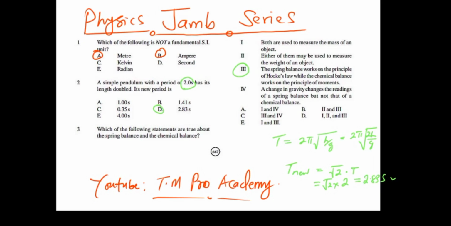Then another aspect is, let's see, both are to measure the mass. No, both are not to measure the mass. Either of them may be used to measure the weight. No. The next one is, a change in gravity changes the reading of a spring balance, but not that of a chemical balance. Yes, this is also absolutely correct. So if you look at the options, the perfect option is what? Option C. All right, good. So let's go to question number 4.